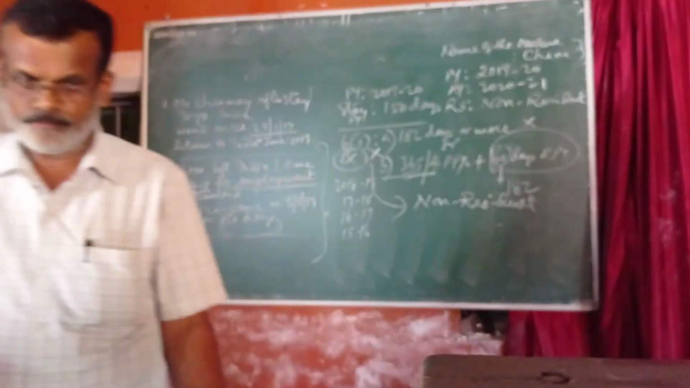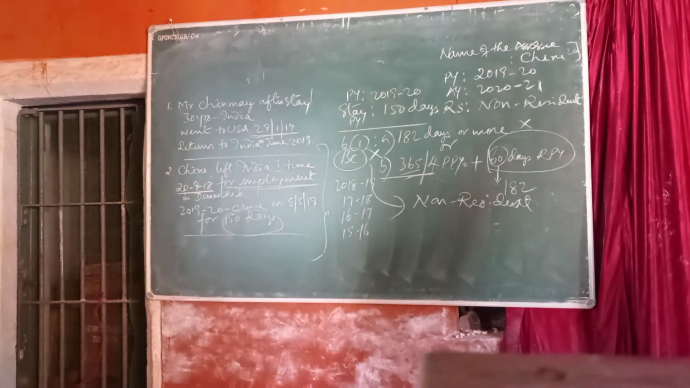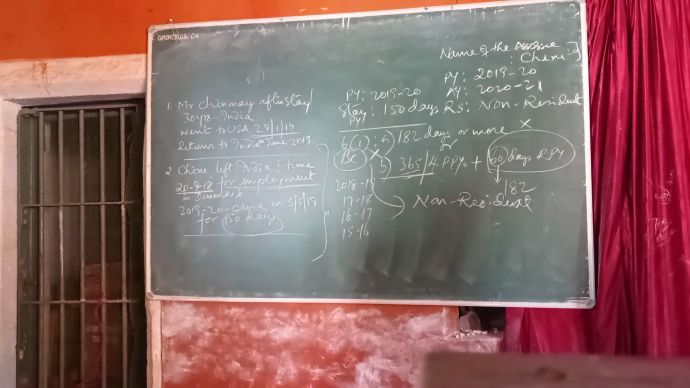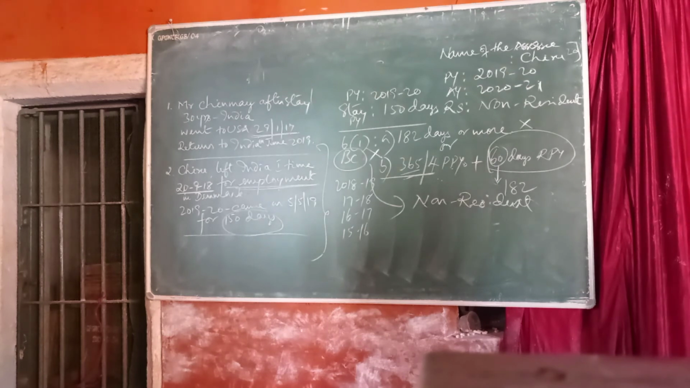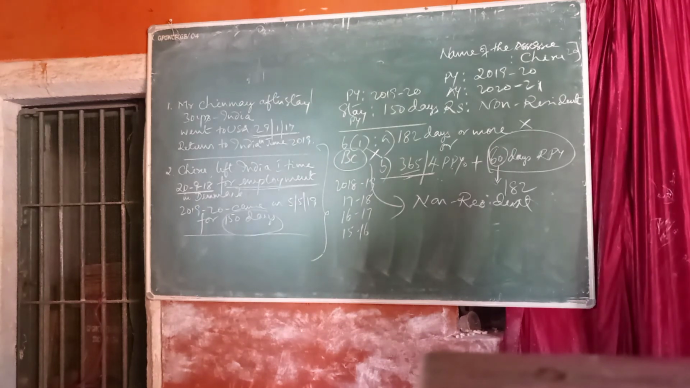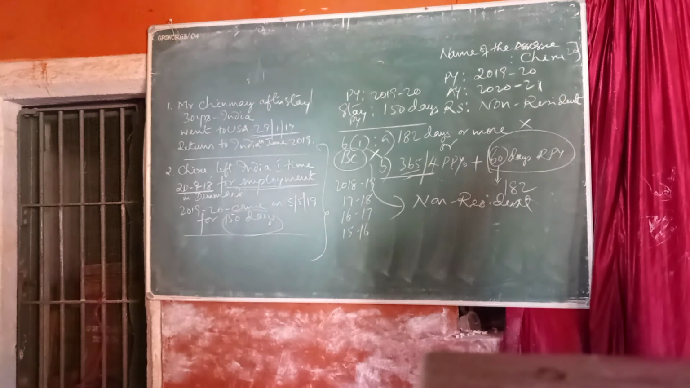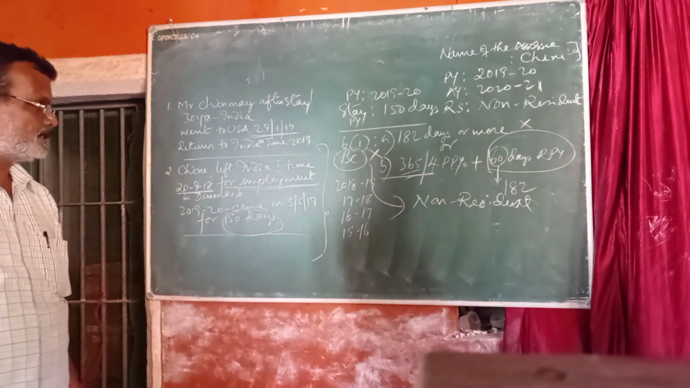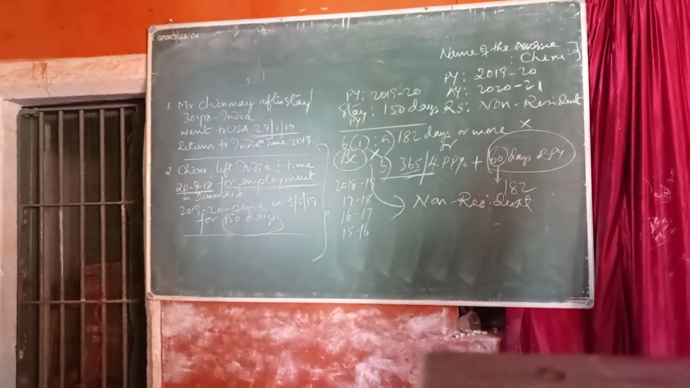Next, give explanation. Mr. Chiru has failed to satisfy the basic conditions specified under section 6 subsection 1 as he resides in India only for 150 days. Then, as he left India for employment purpose, instead of 60 days, we have to consider 182 days. None of the basic conditions is satisfied by Mr. Chiru. Hence, for the previous year 2019-20, he becomes a non-resident. So this is the determination of the resident status of an individual.